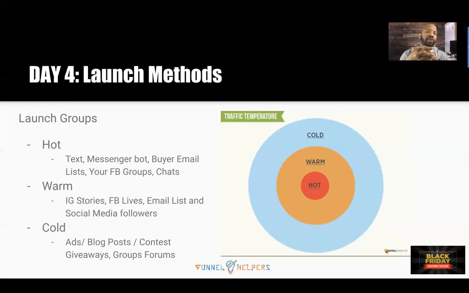Now, what does it look like? How do we launch to these different groups? In your hot group, remember, they are previous buyers. They are current customers. So you can text them, hey, in your text campaign, listen, the Black Friday sale is starting. Go, poof, send a text message, right? Or they're in a messenger box. You've already interacted with them via messenger. Hey, client, this deal is live. Go, send it on Facebook Messenger, instant messenger, right?